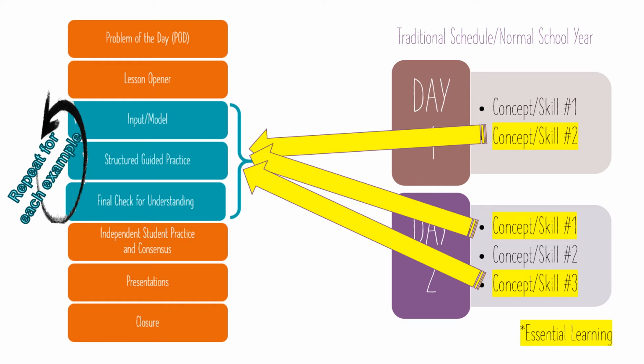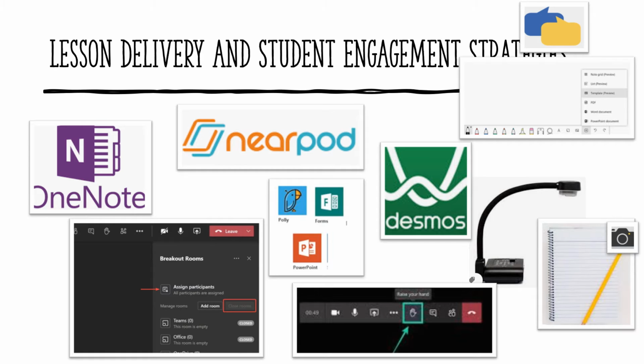Using the planning documents mentioned earlier in this video to guide you, you might select only the concepts or skills that are essential. Use these for the gradual release portion of the 75-minute block lesson shown in blue. In the case shown here, the input model, structure guided practice, and final check for understanding would be cycled through 3 times.